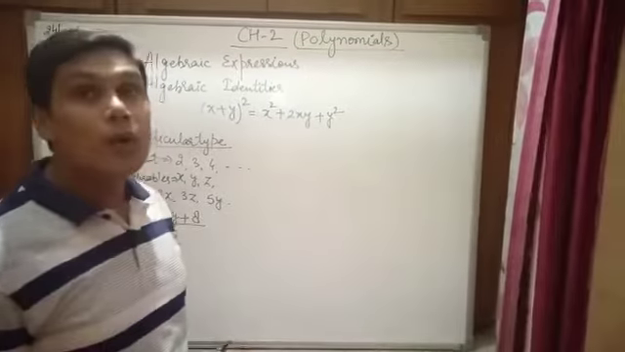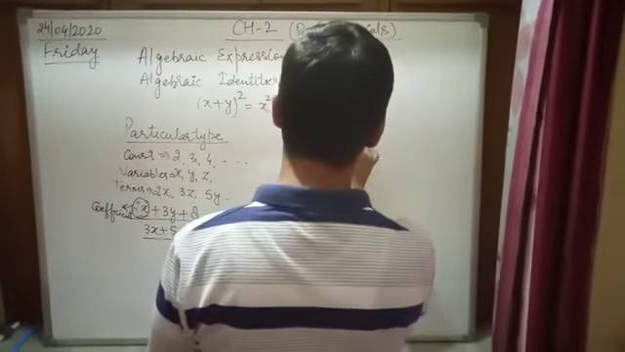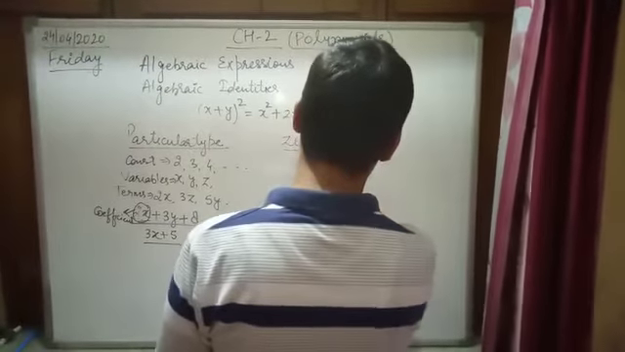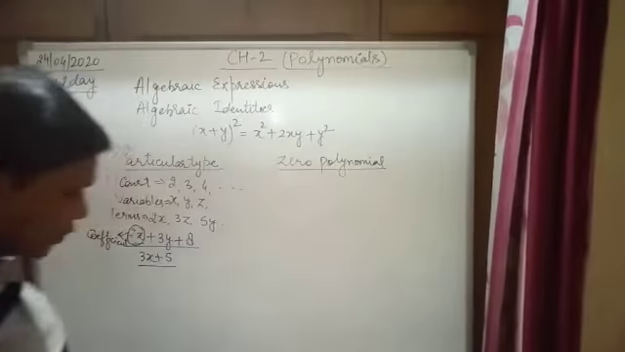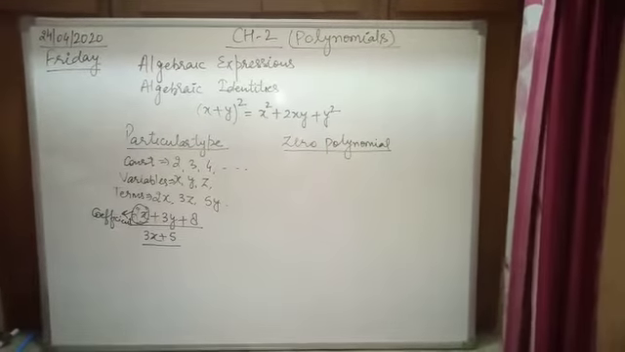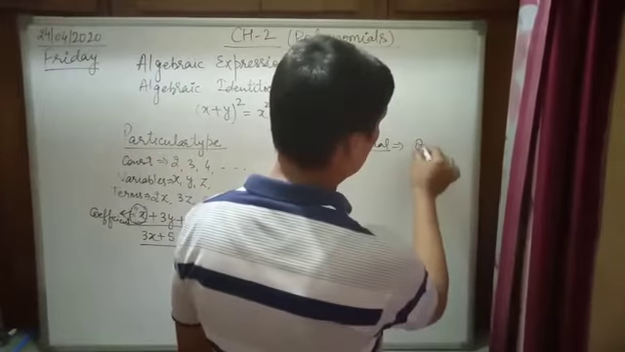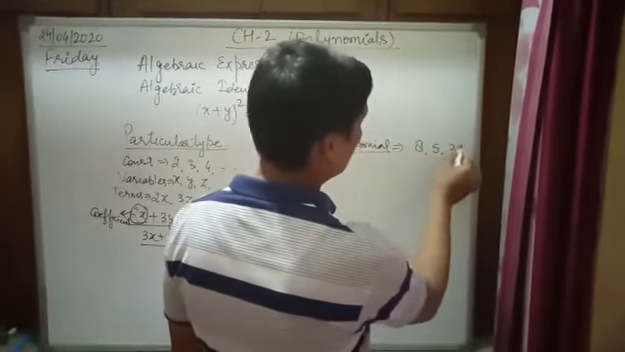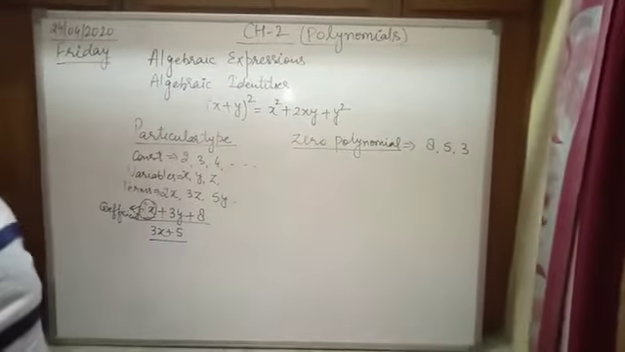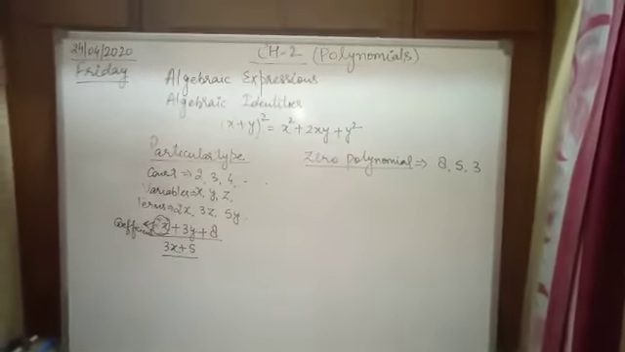Now, what about the zero polynomial? Zero polynomial means constant polynomial. It means we write any constant value, then this is a constant polynomial. Clear?